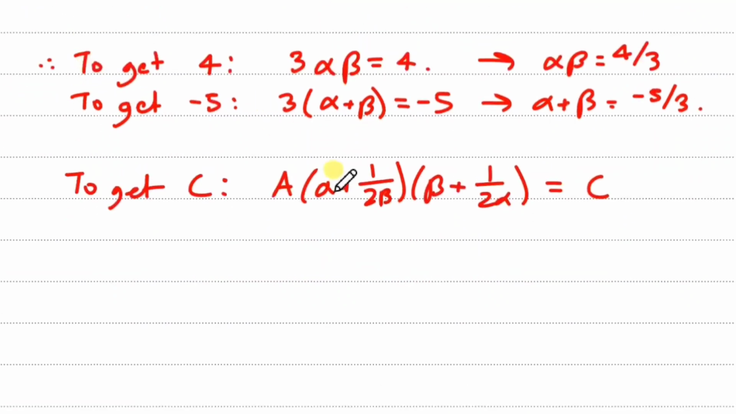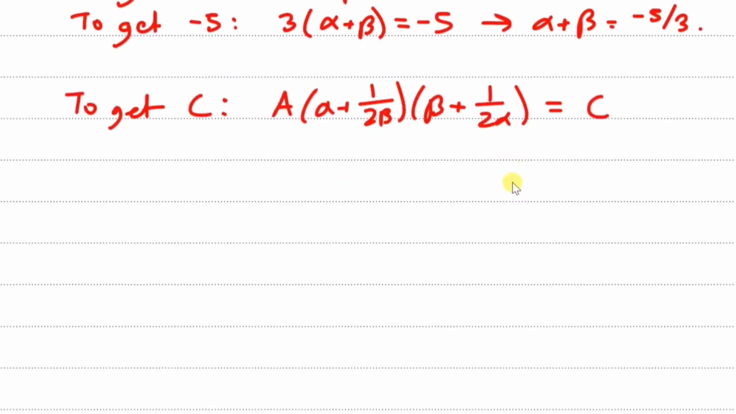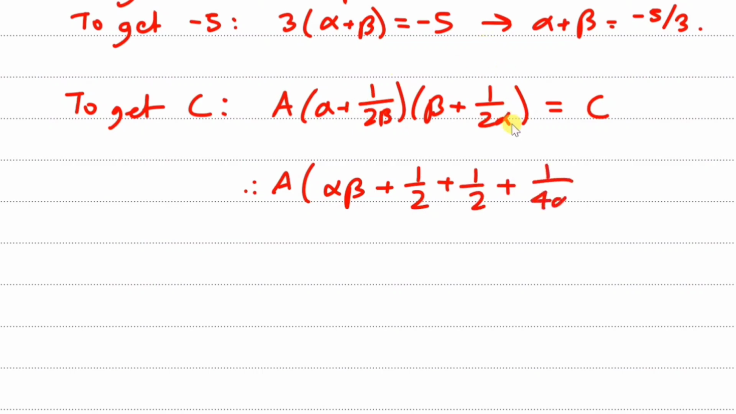Now, all you have to do is expand the bracket here. Let's have a look. Alpha times beta is alpha beta. Alpha times 1 over 2 alpha is alpha over 2 alpha, so basically the alphas cancel out, and you've got a half. Next one, beta times 1 over 2 beta, that's just 1 over 2. And lastly, 1 over 2 beta times 1 over 2 alpha, that's 1 over 4 alpha beta. Cool. That's supposed to equal C.